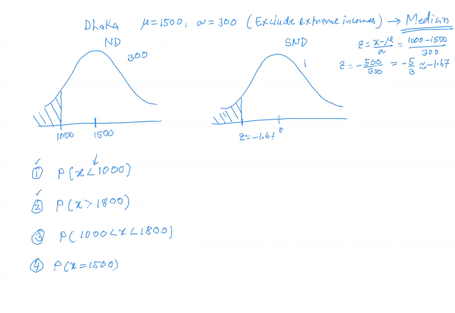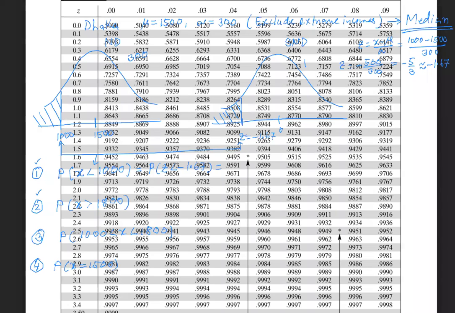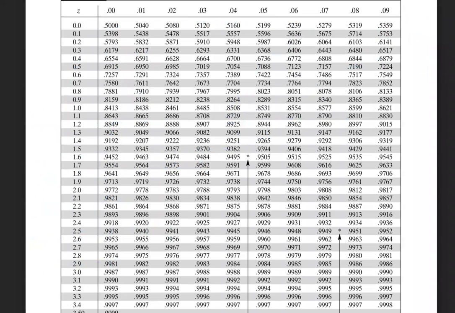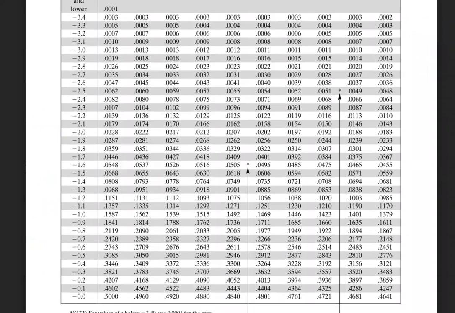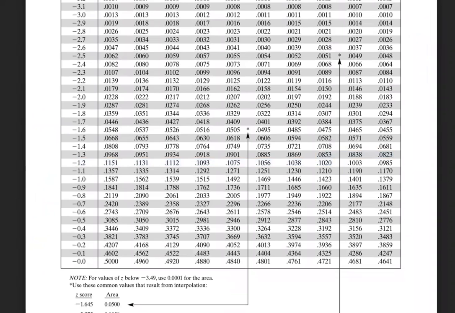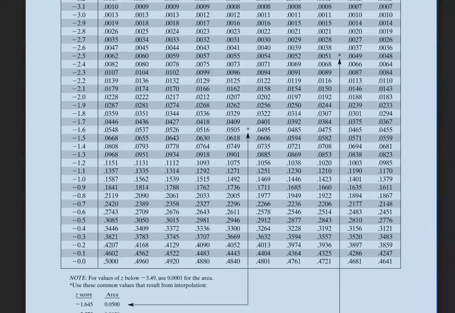So this point maps to this, or vice versa. Probability that X is less than 1000 is the same as the probability that Z is less than negative 1.67. Right? Now, this is the area to the left. We can easily find it from the standard normal distribution table. So let's go ahead and look at it. Z is negative 1.67.